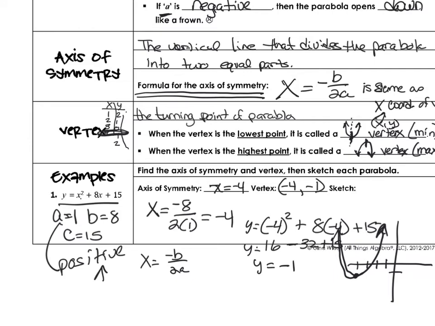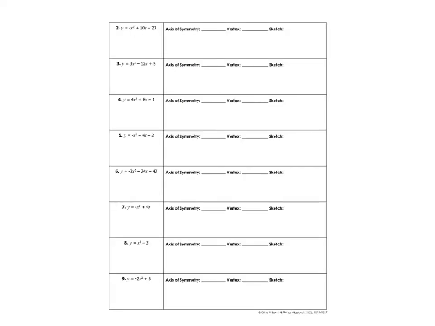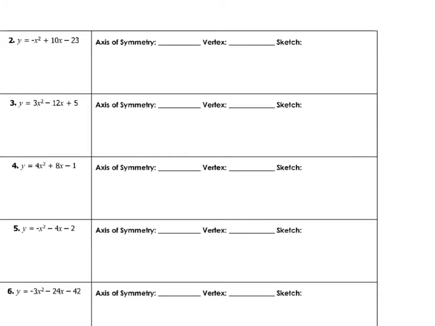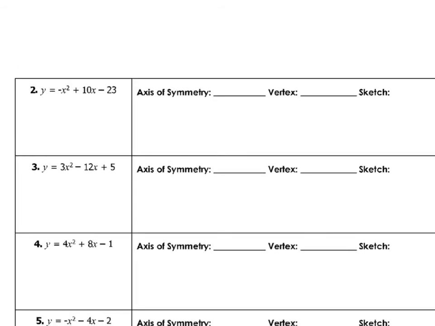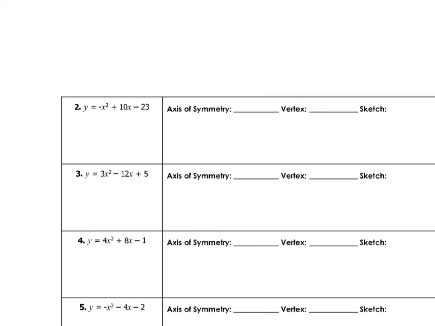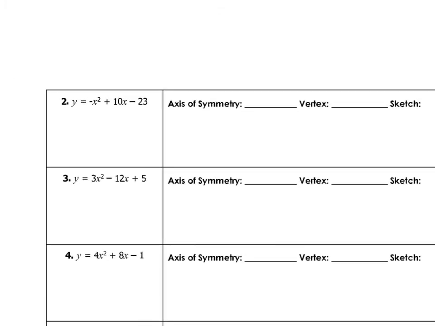All right. Let's flip over to the back page here. All right, so here we have another equation. We want to find our axis of symmetry, our vertex, and we're just going to sketch a graph. So A is -1, so that means it's going to be going downward, right? B is 10, and C is -23.